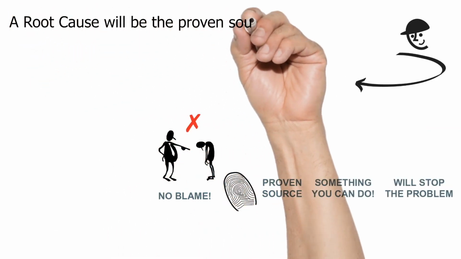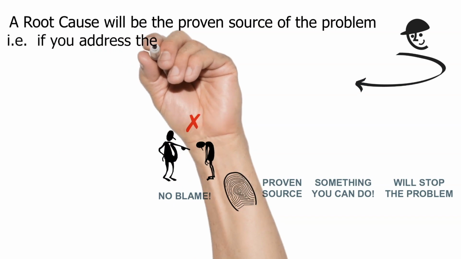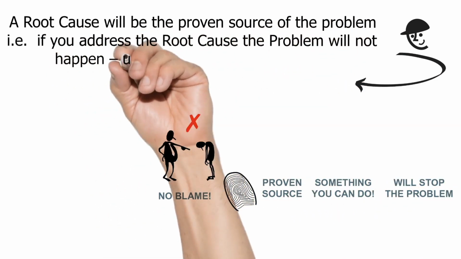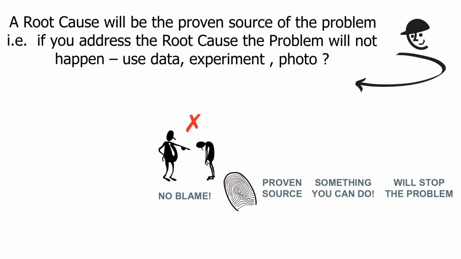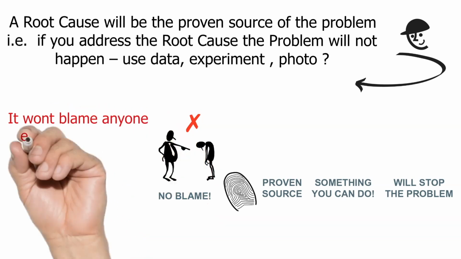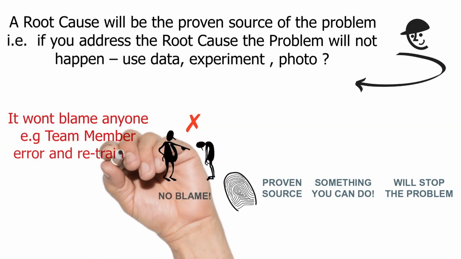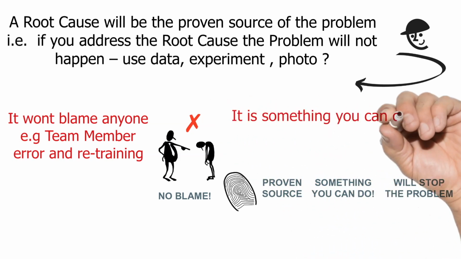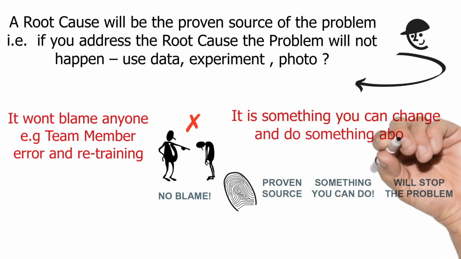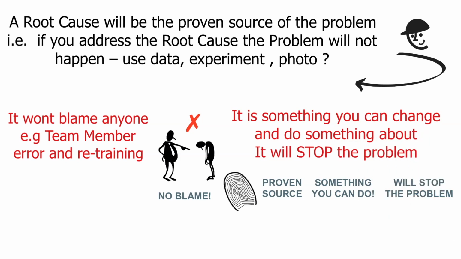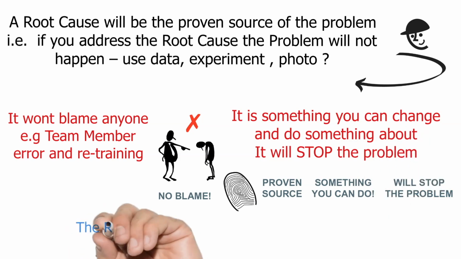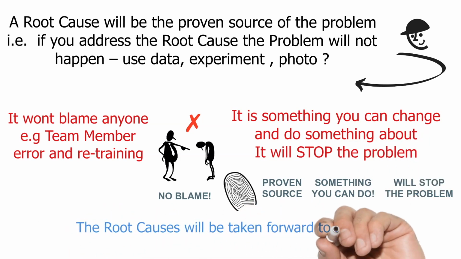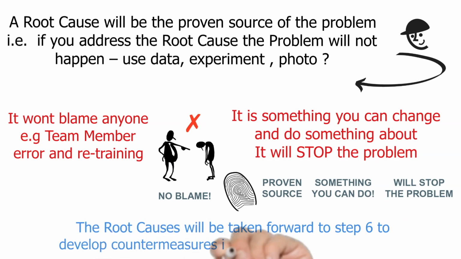A root cause will be the proven source of the problem, i.e. if you address the root cause, the problem will not happen. Use data and experiments and photos to prove this. It won't blame anyone, e.g. team members, error or retraining. It's something you can change and do something about. It will stop the problem. The root cause will be taken forward to step 6 to develop countermeasure ideas that will eliminate them.